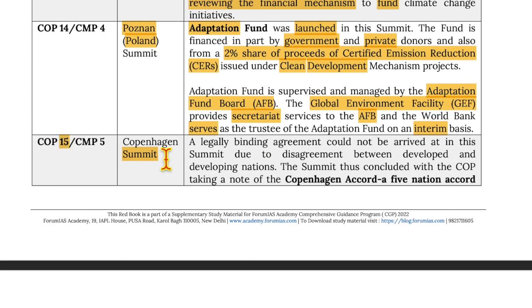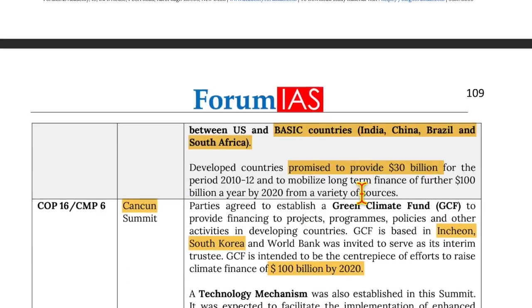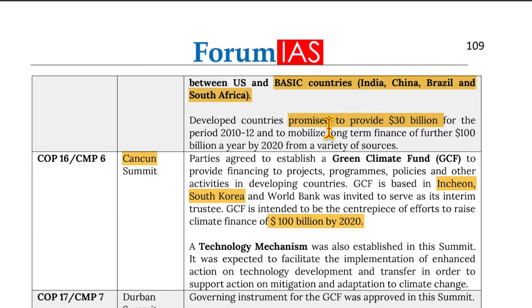Now, COP15, that is the Copenhagen Summit. A legally binding agreement could not be arrived at this summit. So in Copenhagen, a legally binding agreement could not have been arrived at due to disagreement between developed and developing nations. The summit thus concluded with the COP taking note of the Copenhagen Accord, an accord between the USA and BASIC countries, that is India, China, Brazil, and South Africa.